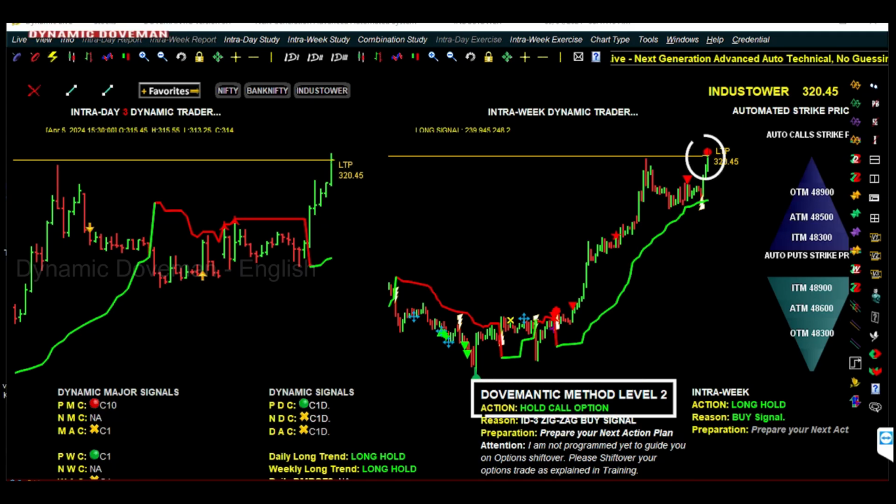At around 12:55 in the afternoon, there came a signal at the top in intra-week. Now this was a DMBOTS signal. DMBOTS stands for Dynamic Breakout Trading System. So whenever this symbol appears, it means secure your profits. Now, being a dynamic member, how to secure your profits? Obviously, you must have known it through the training. So we wanted to secure the profits.